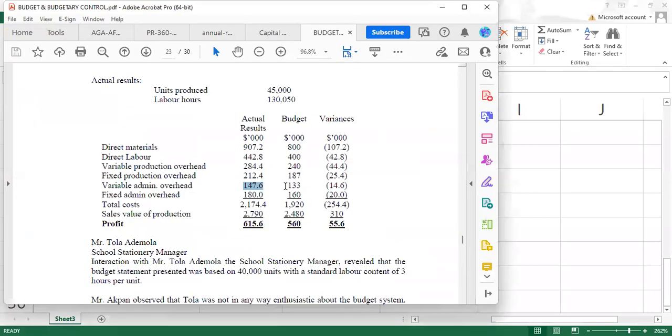Let's use labor hours. So what is the actual labor hours? 130.5 divided by what? 120,000 times what? Times 133. What is the answer?